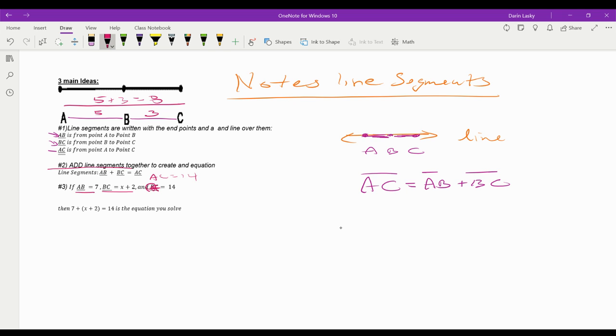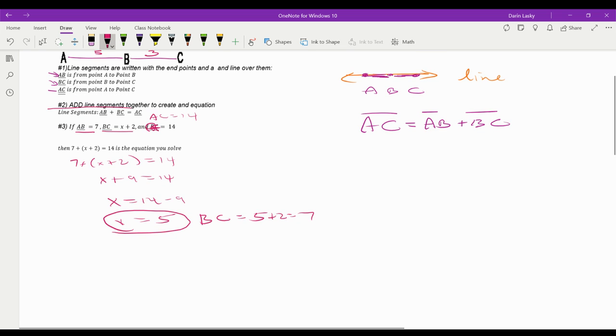That means that 7 plus x plus 2 equals 14. And then if we solve this out, we're going to say x plus 9 equals 14. X equals 14 minus 9. X equals 5. So the length of segment BC is going to equal 5 plus 2, which is 7. Makes sense because 7 plus 7 is 14. So that's the quick idea on how we tackle these.